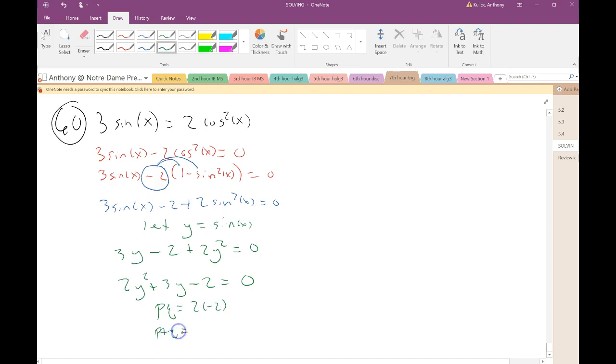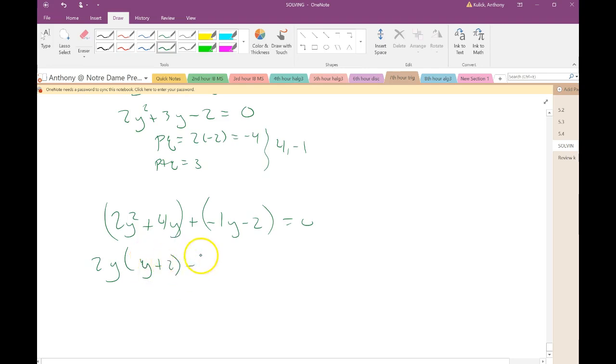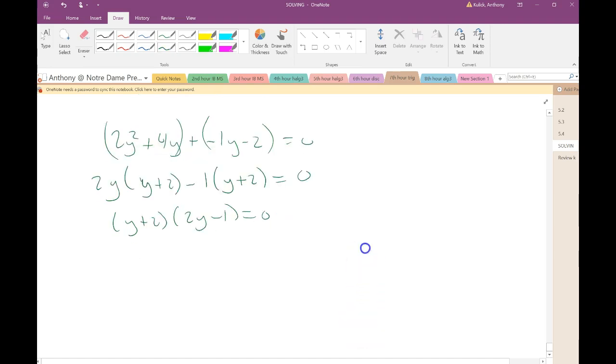So to factor this, I need to find 2 things that multiply to give me negative 4 and add to give me 3. Hopefully you'd say that's 4 and negative 1. So I'd have 2y squared plus 4y plus negative 1y minus 2 equal to 0. I take a 2y out, and I take a negative 1 out, and then I have y plus 2 times 2y minus 1 equal to 0. And then I put my signs back in, because remember, we're not solving for y, we're solving for sine x. Or solving for x, excuse me.